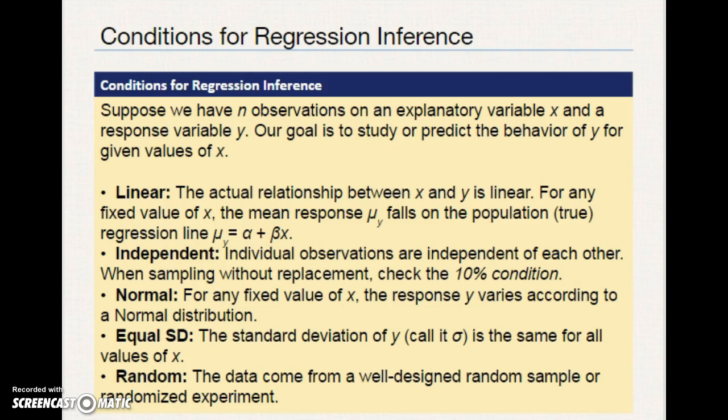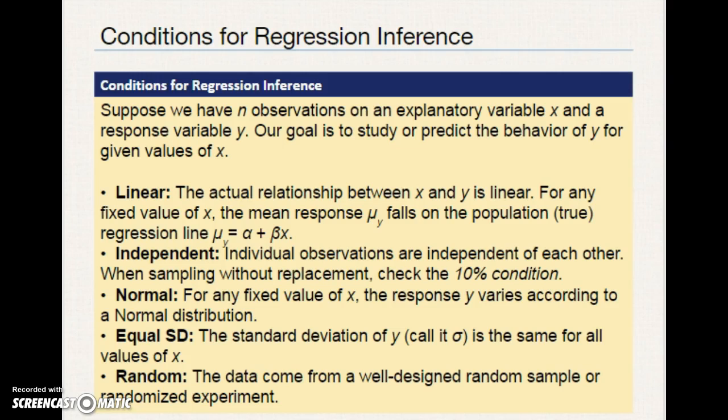We want to do that independence test again, and that's the 10% condition that we've been checking. We obviously want to look to see if it's normal. And then this newer one is, does it have equal standard deviations? And we'll again show you how you can see that by looking at your residual plots. And then the last one, as we've seen in every single inference that we've done, is the data random? So those are the conditions.